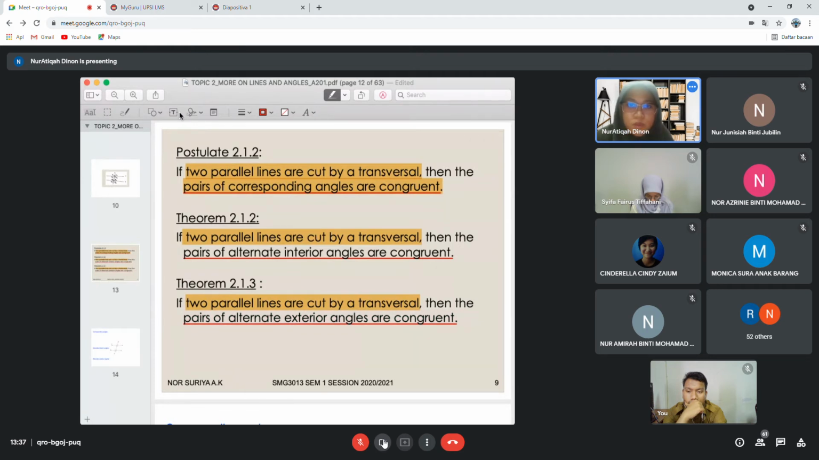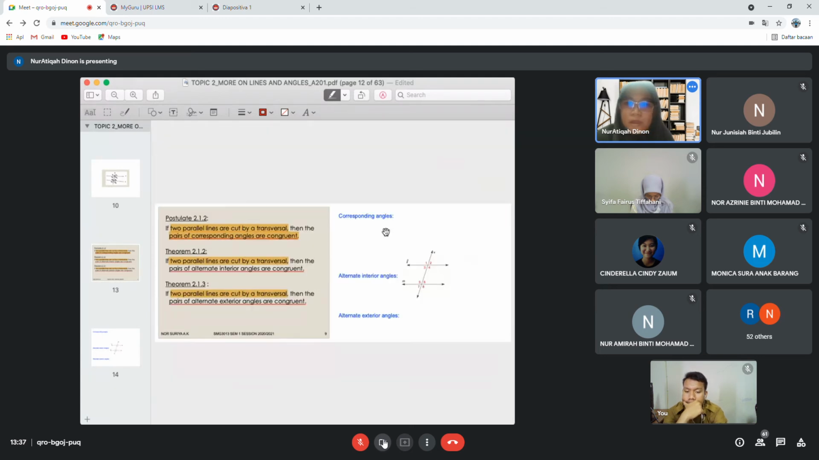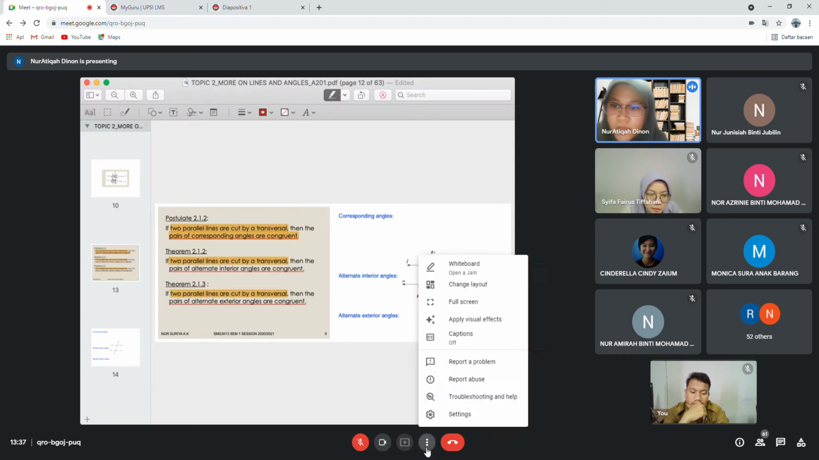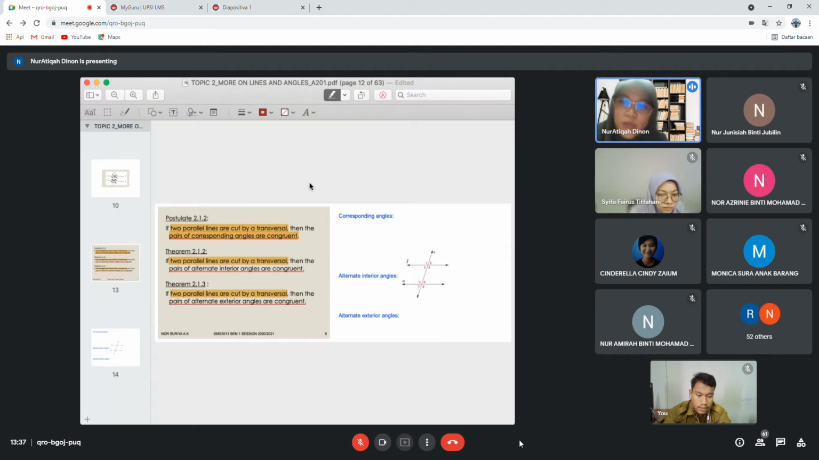So let's look at this part. Can anyone tell me what the corresponding angles are? We have 8 angles over here. When we talk about corresponding angles, they must be in pairs. So we have 4 pairs of corresponding angles. Can someone tell me the first pair? Anyone? The first pair of the corresponding angles?